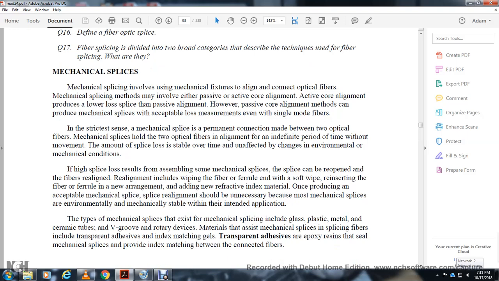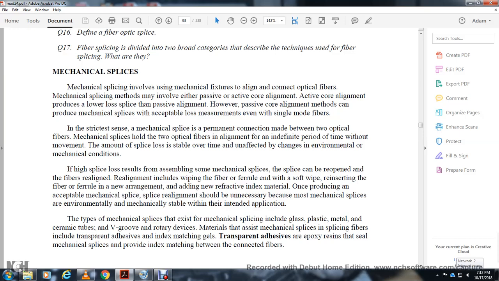Mechanical splices. Mechanical splicing involves the use of mechanical fixtures that align and connect the optical fibers. Mechanical splicing may involve either passive or active core alignment. Active core alignment produces a lower loss splice than passive alignment. However, the passive core alignment method can produce a mechanical splice with acceptable loss measurement, even with single mode fiber.